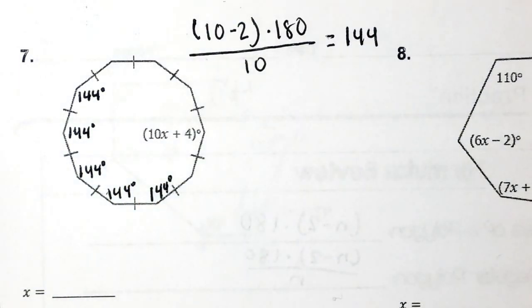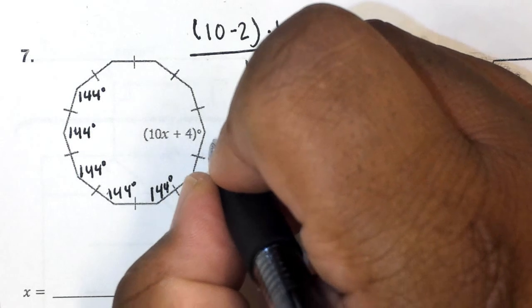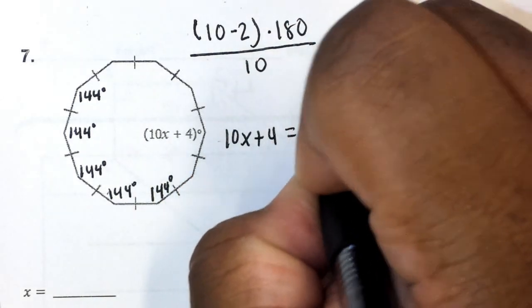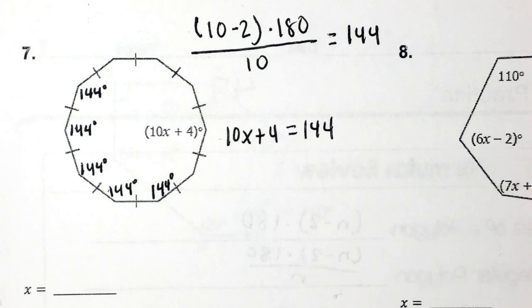If that's the case, my equation to solve for my expression is going to be 10x plus 4 equals 144. That's much simpler than multiplying by 10 and doing what you did. But you wouldn't be wrong if you did that, Ronald. It's just a little bit bigger of an equation starting out.